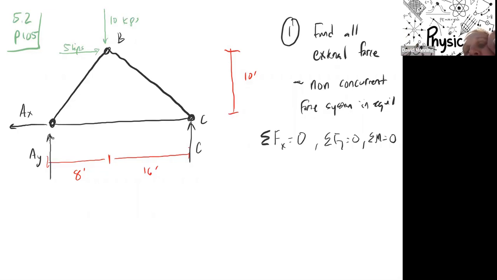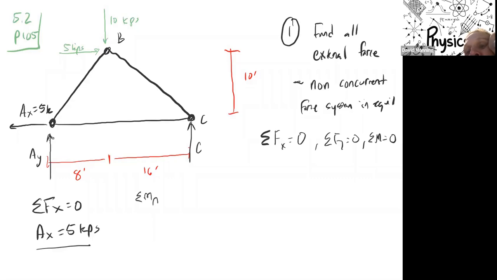AX is the easiest. Sum of the forces in the X equals 0. AX equals 5 kips, and we know it has to be going left because the 5 kips is going to the right. That's the first one. Now we have to do our moments.